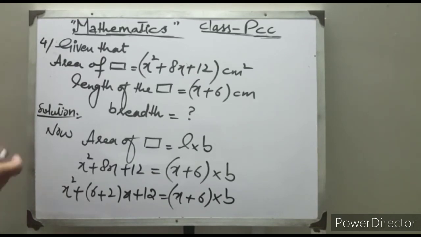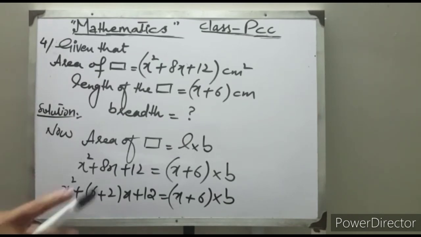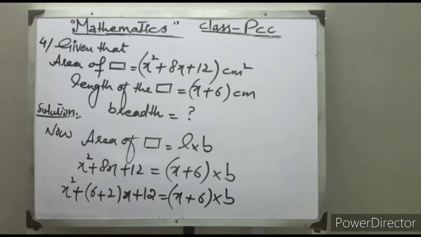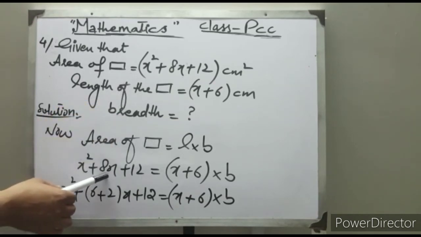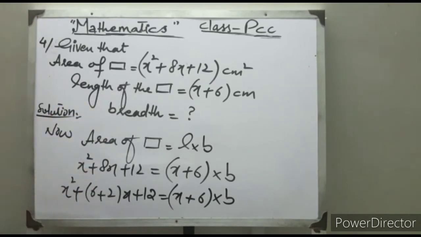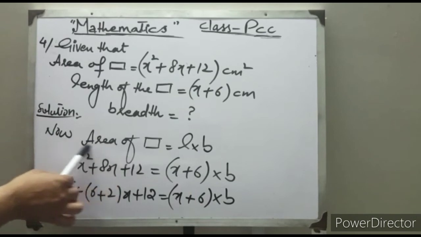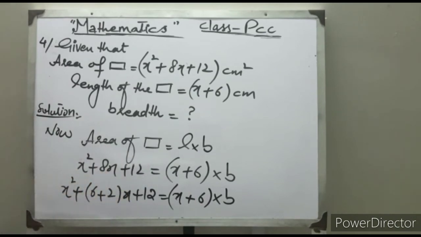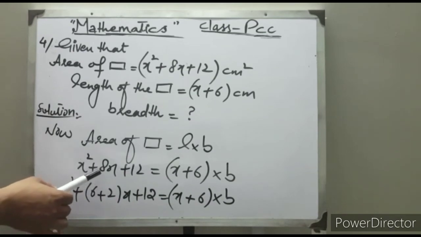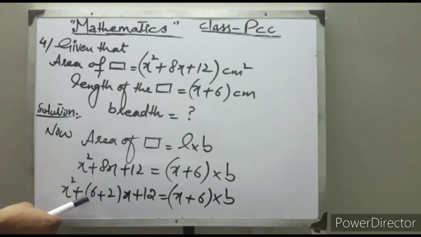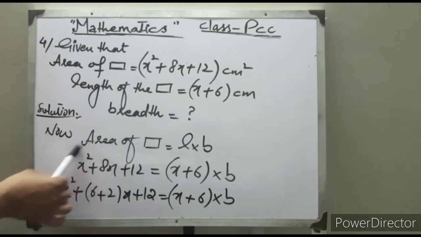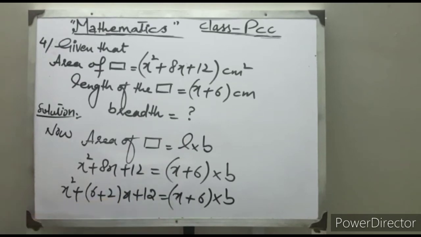Now students, solution of this question is area of the rectangle is equal to length multiplied by breadth. Write the value of area. x square plus 8x plus 12 is equal to length x plus 6, breadth we have to calculate. Now factorize this quadratic expression like the previous question. x square, the pair of 8 is 6 plus 2, that will make 8, plus 12. Now we factorize this expression and will calculate the breadth.